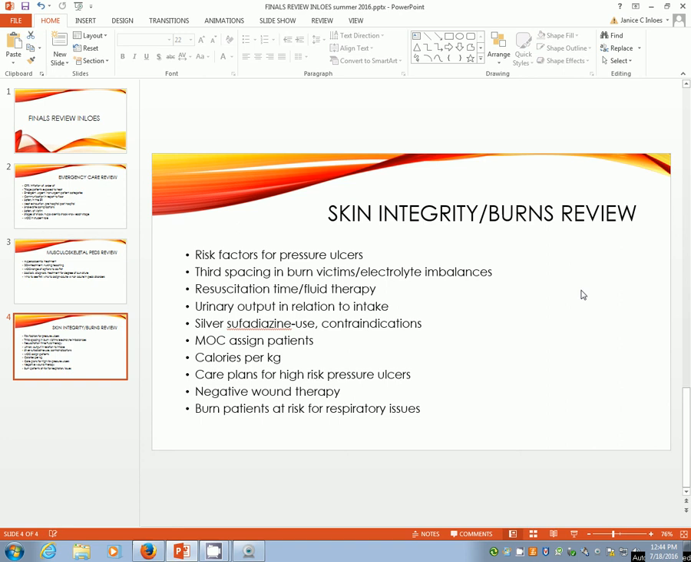And then know about your burn victims that are going to be at risk for respiratory issues, like those that have been burned in an enclosed house. They may have some inhalation issues. Those who have inhaled steam, those who have eschar around their chest. Be sure you know those things. Those put those patients at risk.